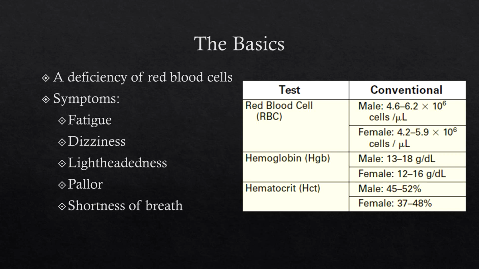This is a slide I include in all my anemia lectures, just the basics of anemia, which is a deficiency of RBCs, red blood cells, or it actually could be a deficiency in hemoglobin. The definition allows for both.